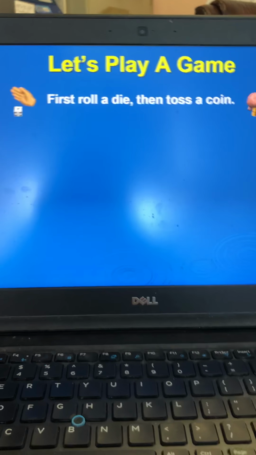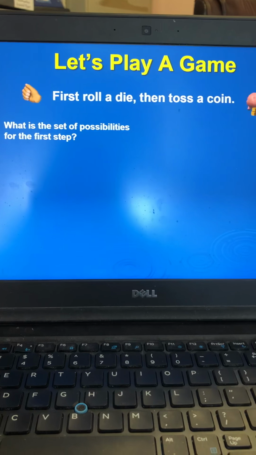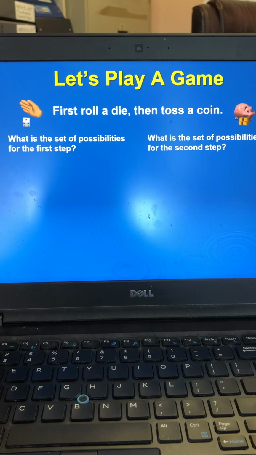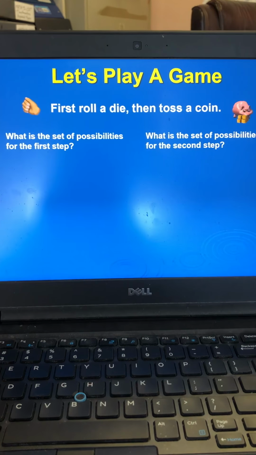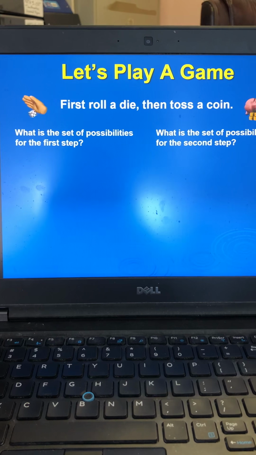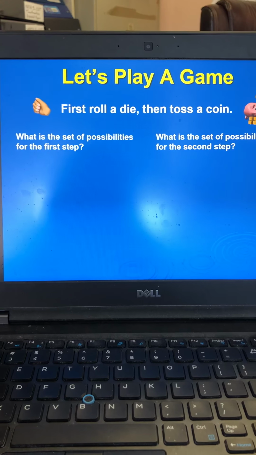Alright, grade 8s, here's today's quick lesson. Let's play a game. Let's talk about what would happen if we were playing a game where we first had to roll a dice and then we had to toss a coin. What is this set of possibilities for the first step?